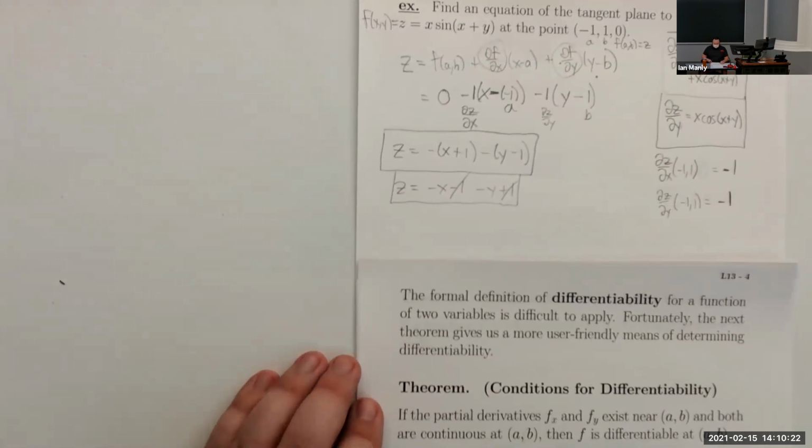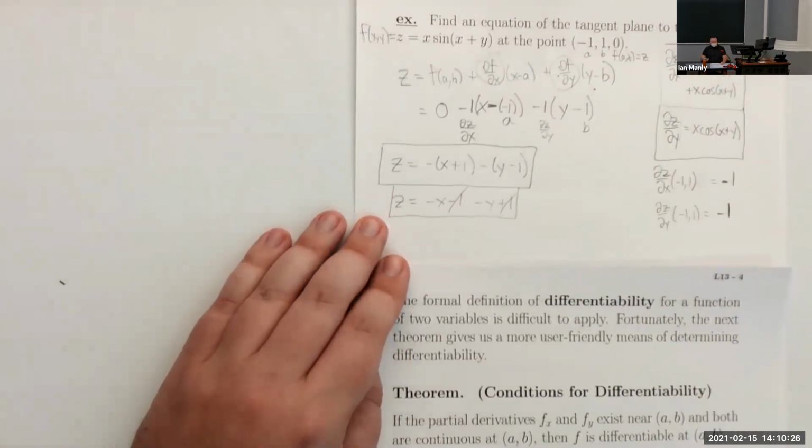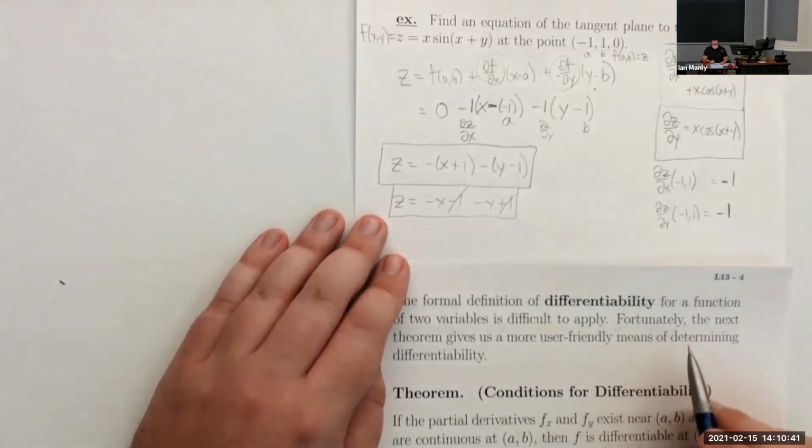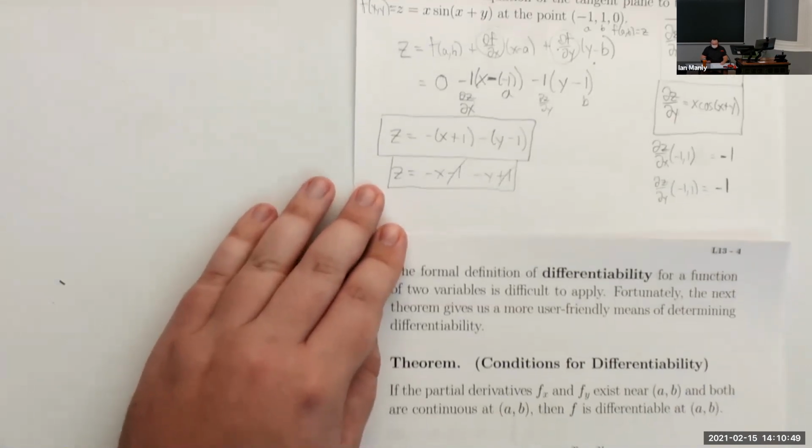So the formal definition of differentiability, like I was saying earlier, ends up being difficult to apply, meaning we're going to have to use deltas and epsilons for all that kind of stuff. If you're interested in what's going on under the hood with calculus, I recommend taking advanced calc, but we're not going to be doing that stuff in here. However, there is a way to see if a function is differentiable without having to do deltas and epsilons.